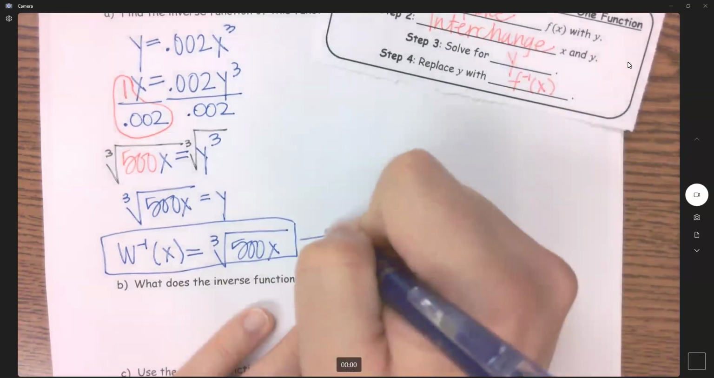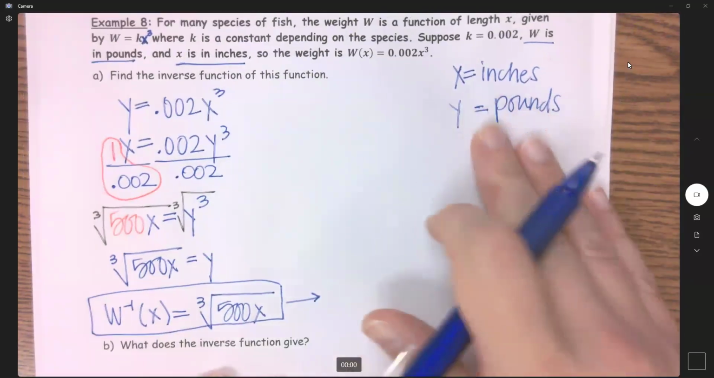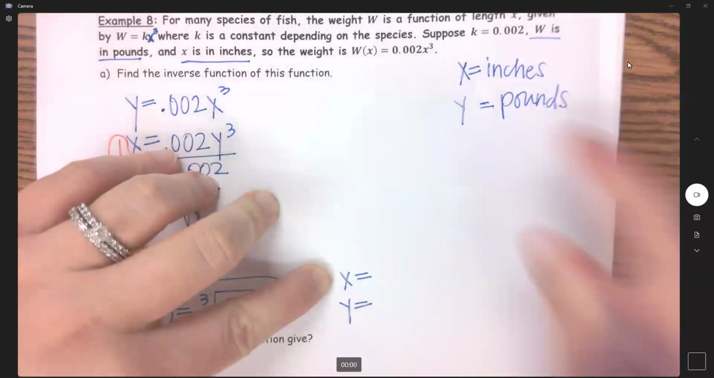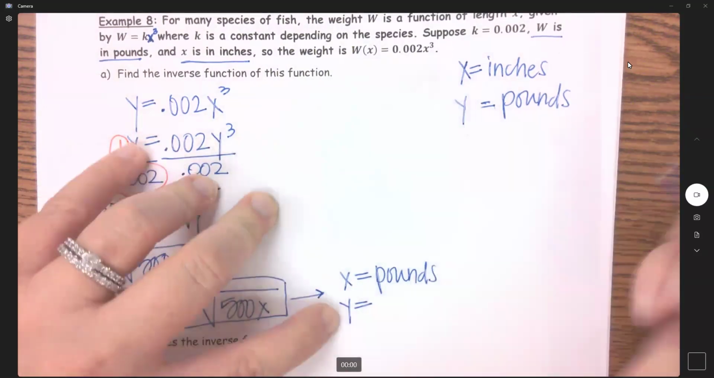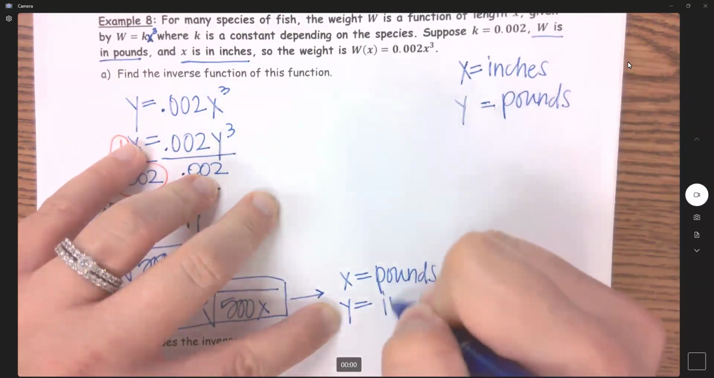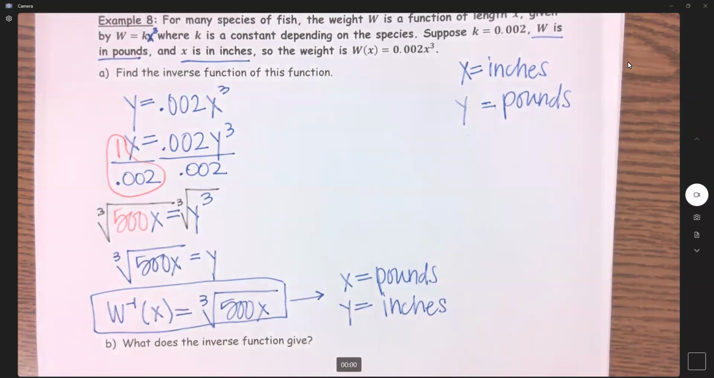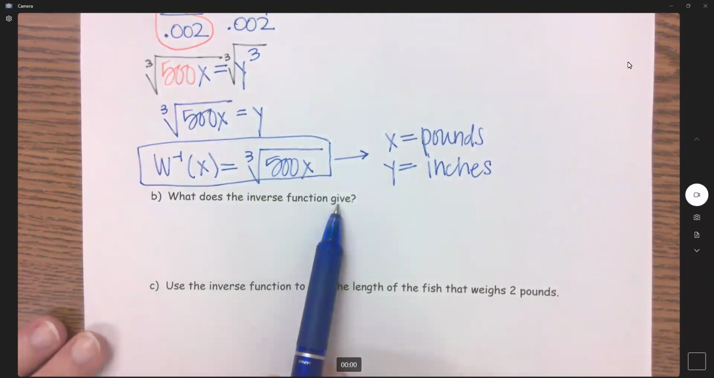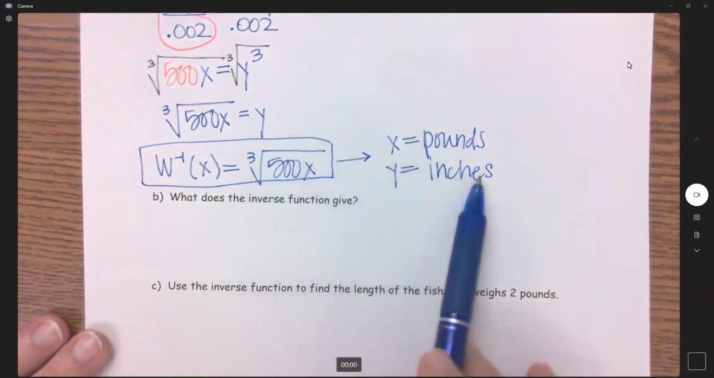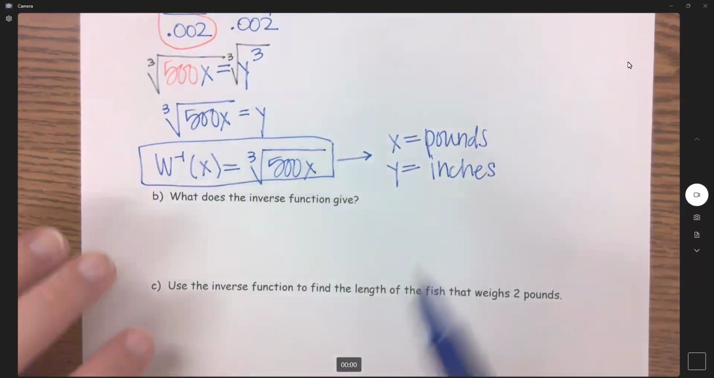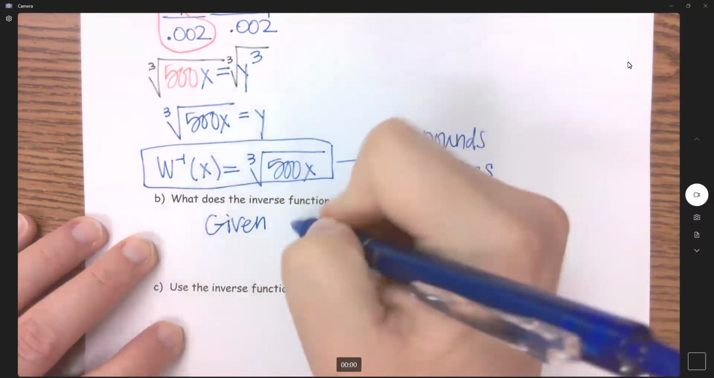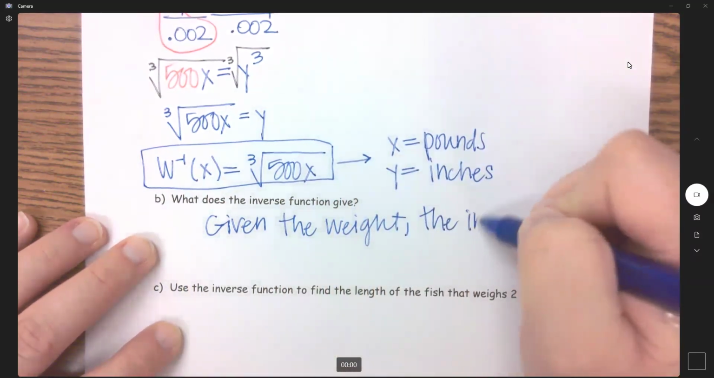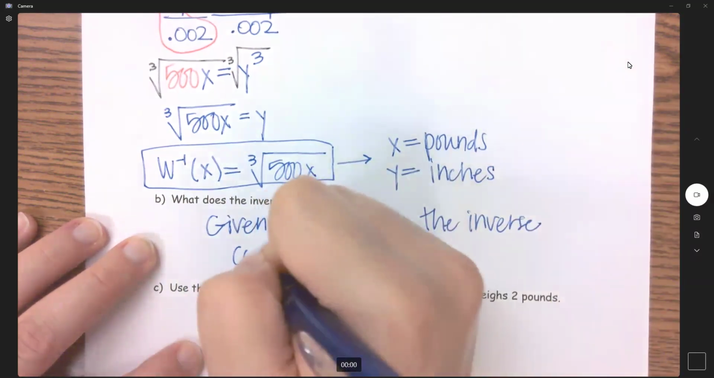Again, before we go to the next portion, what does my x and y equal? They are going to switch. So my x will now equal what my y was, which is now in pounds. And my y is now what my x was, in inches. This sets us up exactly for part B. What does the inverse function give? If my x right here is pounds, then we are solving for the length, my inches. So given the weight, the inverse calculates length.